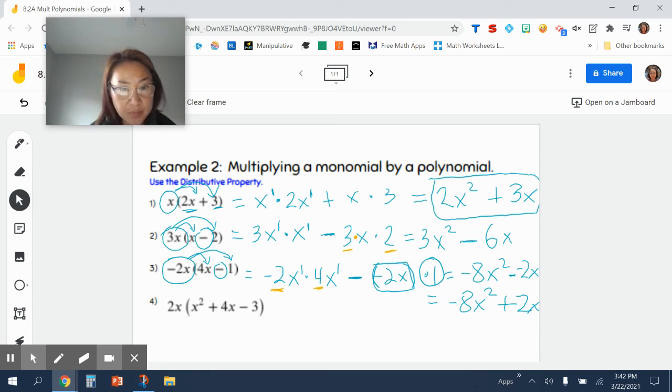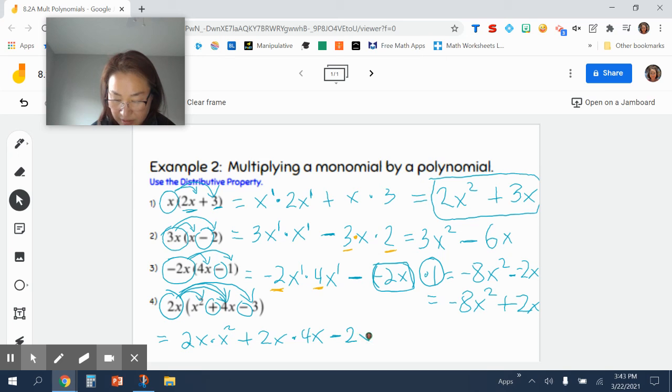So the last example is I have a monomial times a trinomial. I just need to distribute all the way through to each term. So for this one, it will be 2x times x to the second. And then I put the plus sign, and I do 2x times 4x, right? It's times 4x. And then I put the minus sign, and then I do 2x times 3.